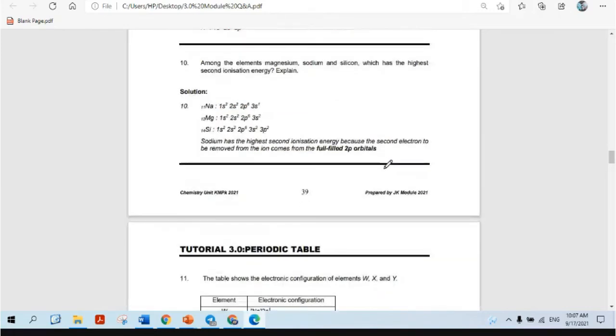Okay, now among the elements magnesium, sodium, silicon. First of all, after removing one electron, it will remain 2p6 for sodium, after removing 3s1 for magnesium, after removing 3p1 for silicon. So which one has the highest second IE based on this valence electron? The answer is sodium. Why the highest second IE? You check 2p6, because it comes from the full-filled 2p.